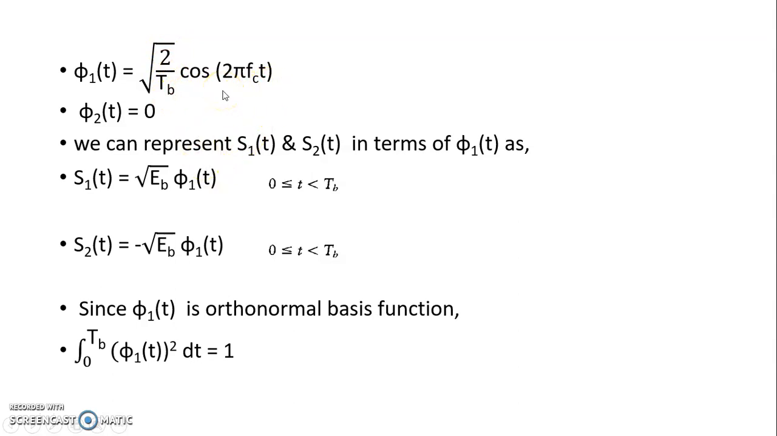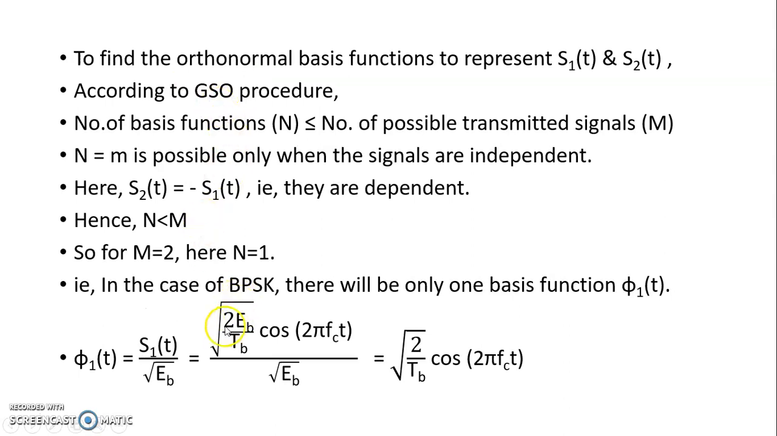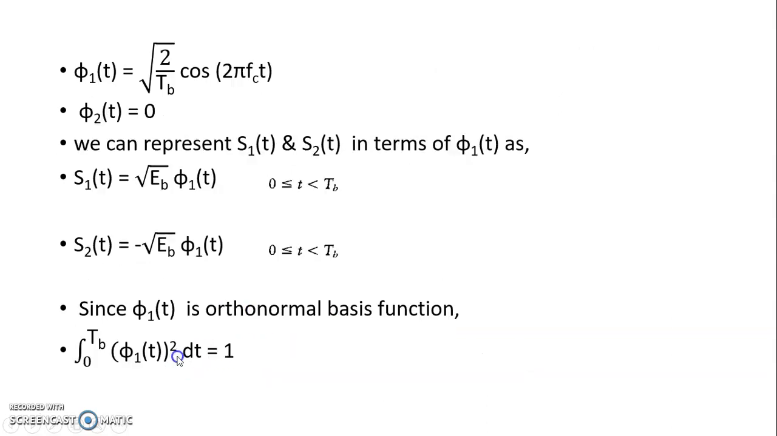S1 of t is root of 2 Eb divided by Tb cos 2 pi fc t. So here root of 2 by Tb cos 2 pi fc t is phi 1 of t. So we can represent S1 of t as root Eb phi 1 of t over the interval 0 less than or equal to t less than or equal to Tb.